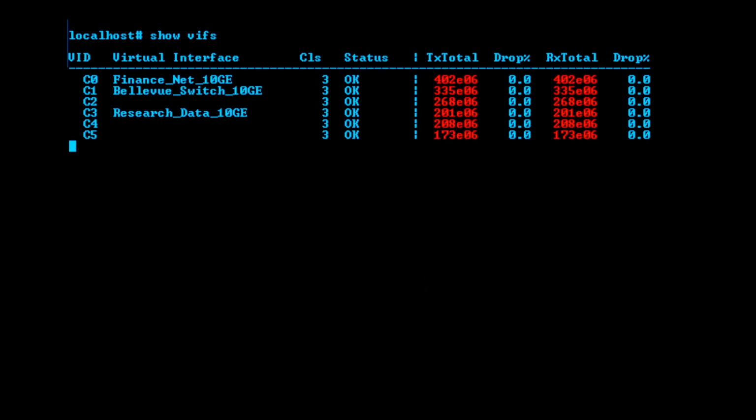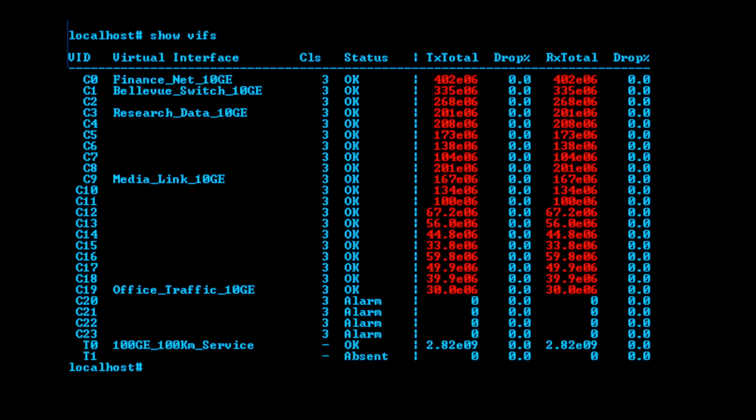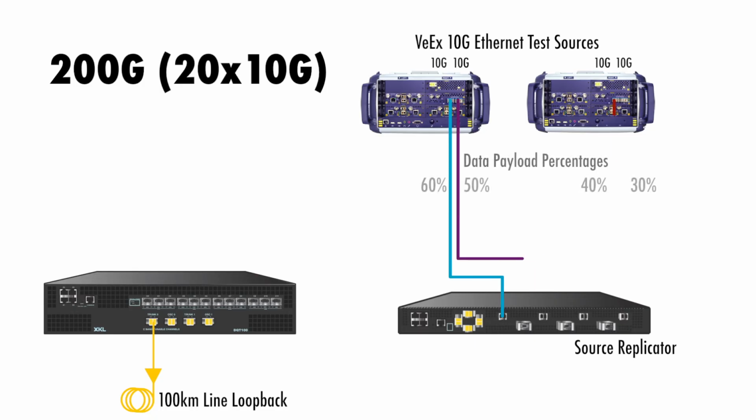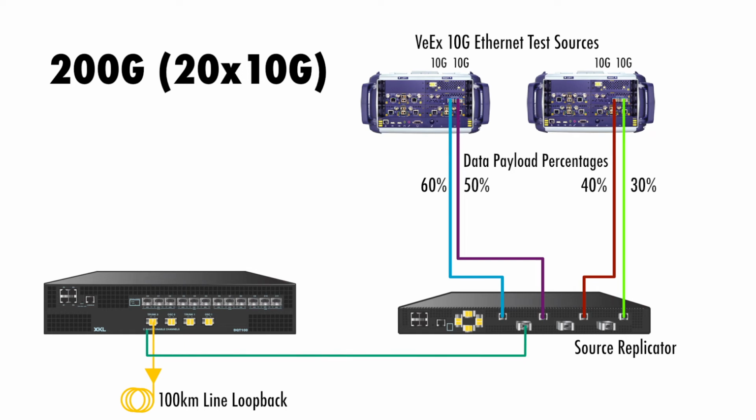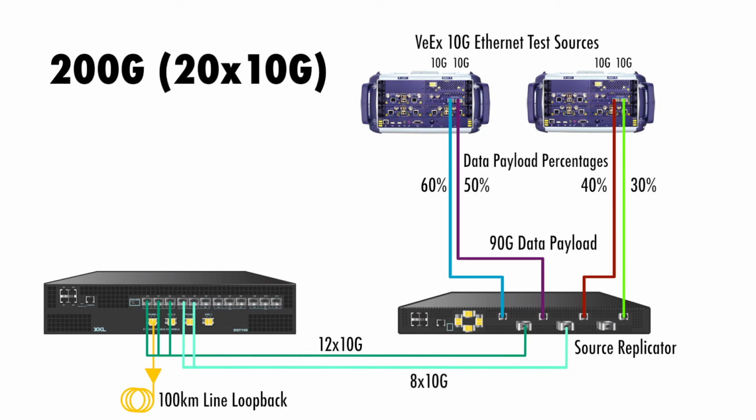Accessing the system, you can see the statistics from these 20 clients. Since we're providing a total of 90 gig of packet data on the 20 10 GigE clients, the line-side 100 gig port still has available bandwidth to service even more clients. We're at 90% line utilization on the 100 gig port, but we're servicing 200 gig of client-side services.